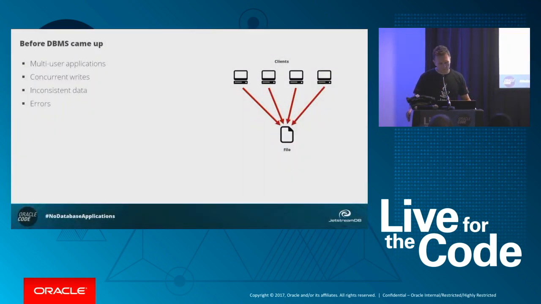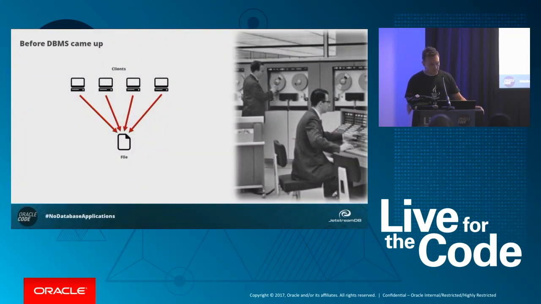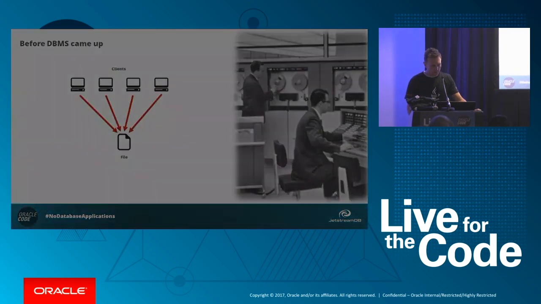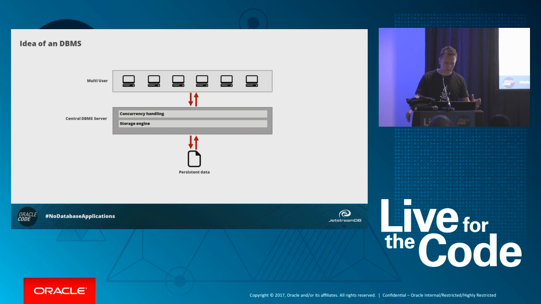What was the problem before the database management system came up? We had multi-user applications, and all clients wanted to write data in a file, so we had concurrent writes and inconsistent data and a lot of errors. So what could solve the problem was the database management system which came up. So the idea was a central server managing all the concurrency problems and storing the data in a file. This was the basic idea.